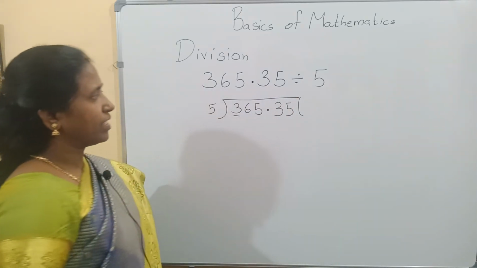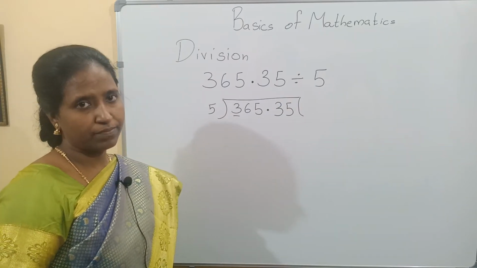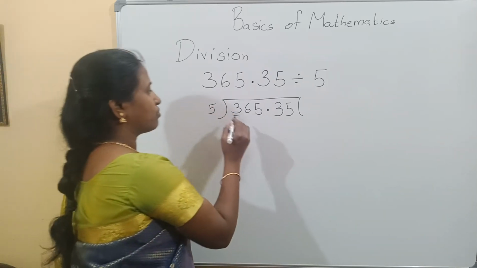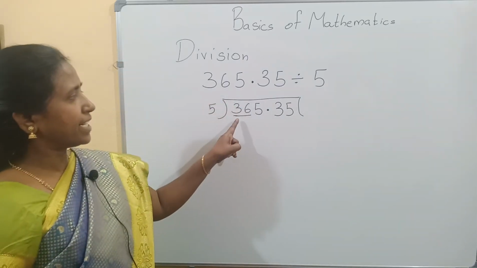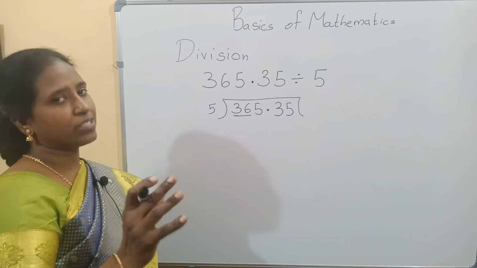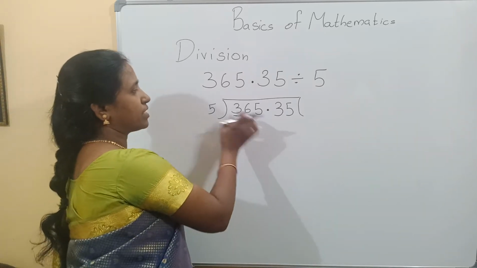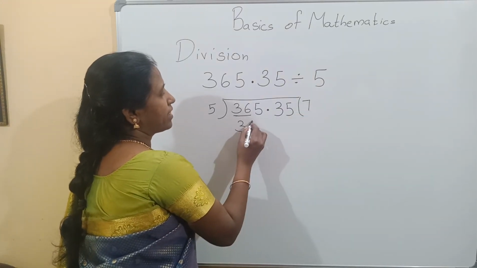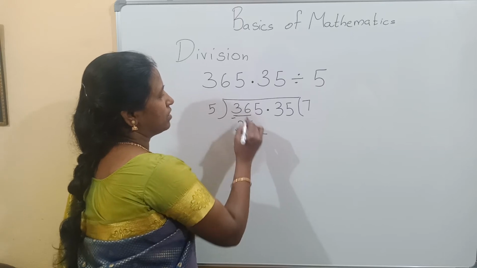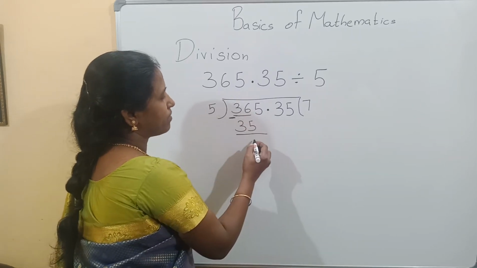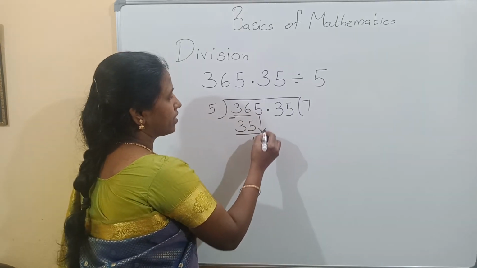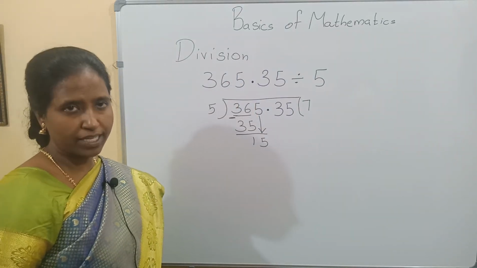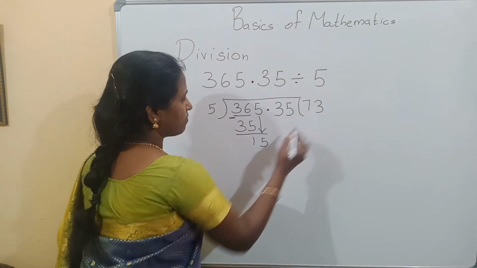First number 3. Does 3 come in 5 table? No. So anything lesser than 3? Not possible. So we take the 2 digits, 36. Now some number comes. What is the number which comes lesser than 36? Yes, 5 7s are 35. Right? And here you have to subtract. 6 minus 5, 1. Here comes 5. Now, in 5 table, do we have 15? Yes, 5 3s are 15.